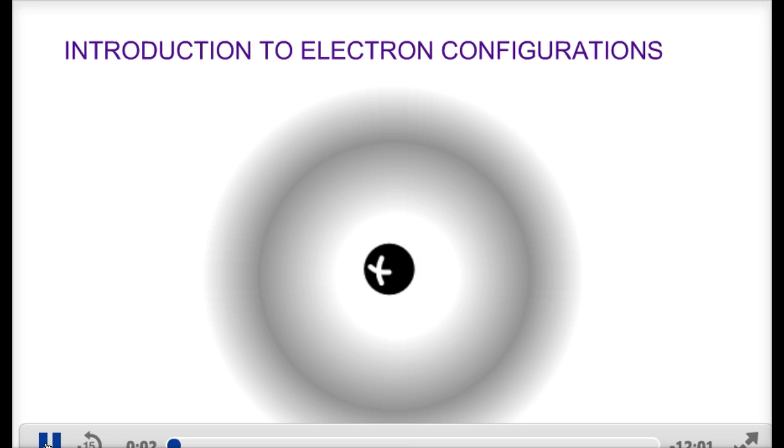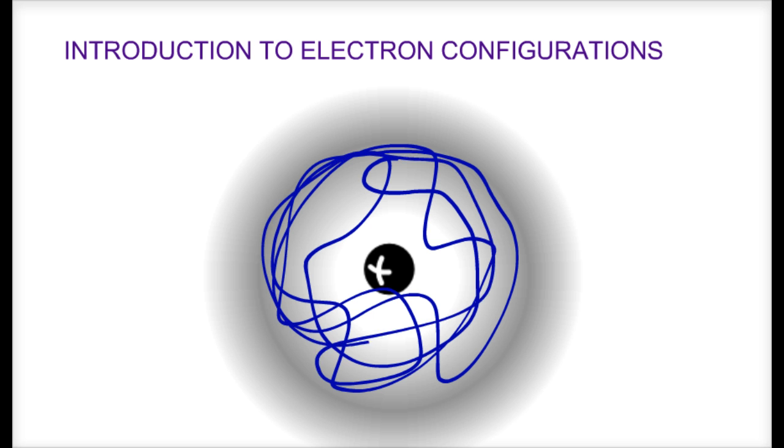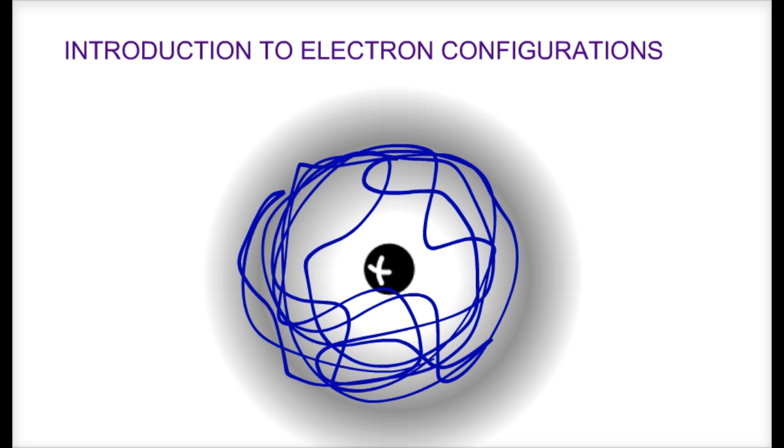This is an introduction to electron configuration. This information will be helpful when you learn how to do actual electron configurations in another lesson. Now, you may remember that Schrodinger's electron cloud model of the atom tells us that electrons do not travel around the nucleus in a fixed orbit.